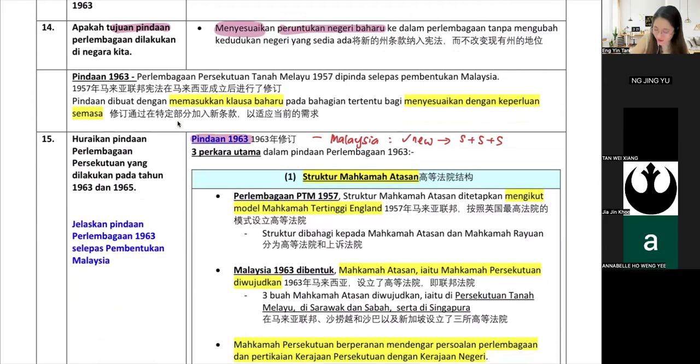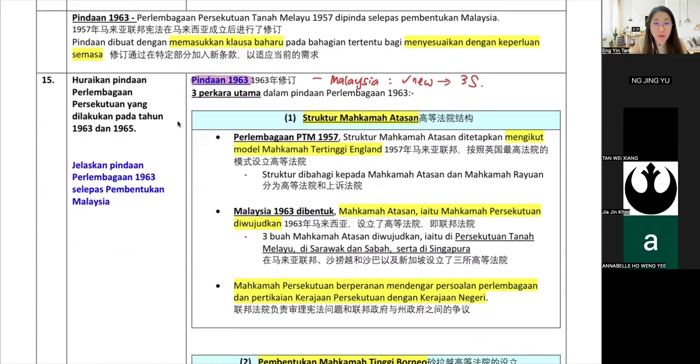SSS, okay. So just write 3S. I wanted to write the names, but I'm very lazy, guys. So 3S. So therefore, we have 3 changes here. So remember, we have 3 new members, so 3 changes. But mainly we focus on Sabah Sarawak because at the end of the day, Singapore already left Malaysia, so no point studying their law, okay? Understand? So the very first law, we talk about the structure of the Mahkamah Atasan.